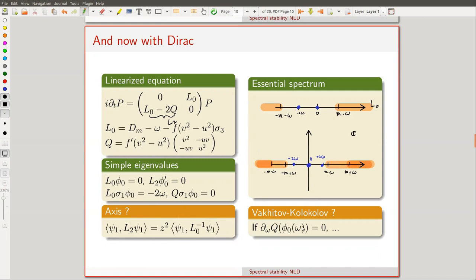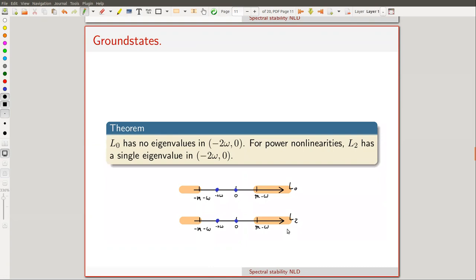But still we can say a few things, and that's what I'm going into now. The first thing has a very simple proof in one dimension, but it identifies in some sense a ground state, because we know that the spectrum of L0 looks like this. It has these eigenvalues.